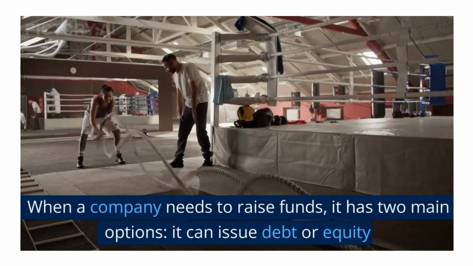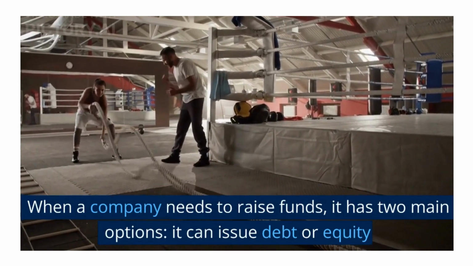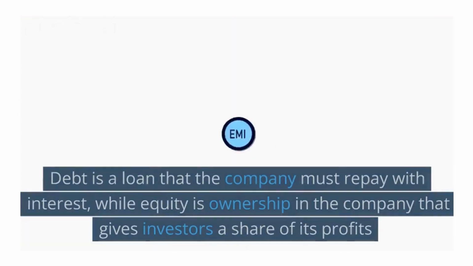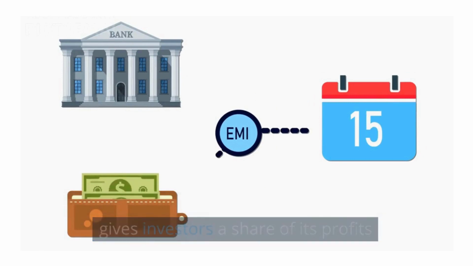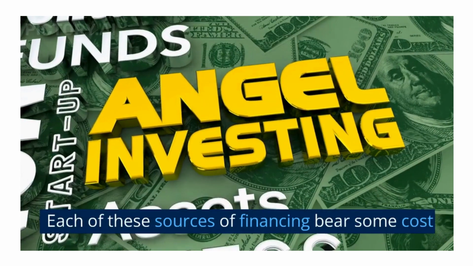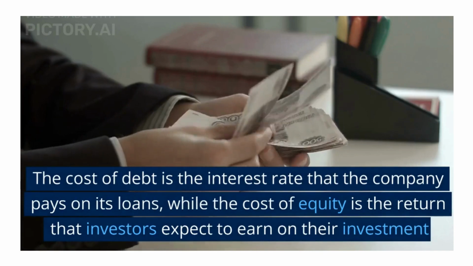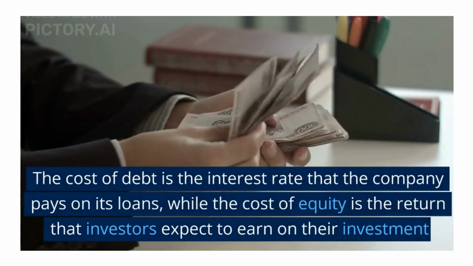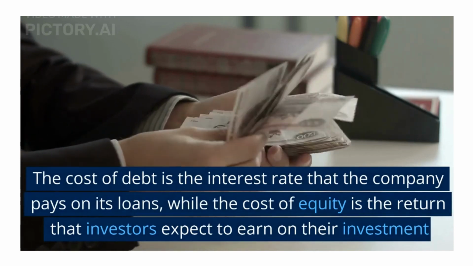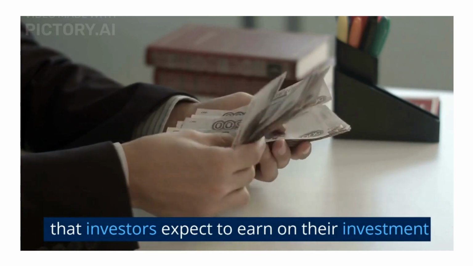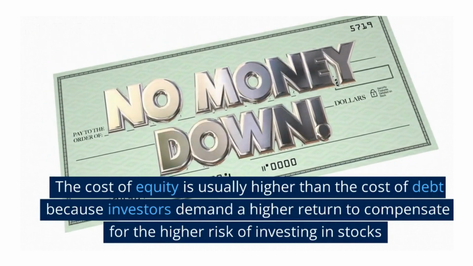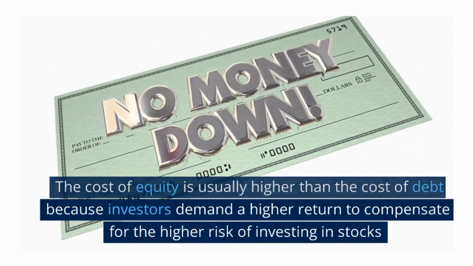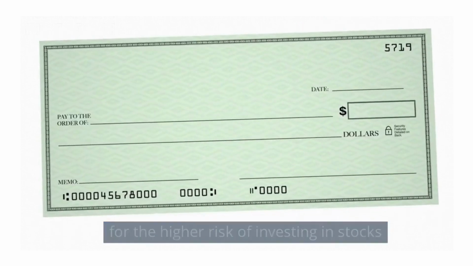When a company needs to raise funds, it has two main options. It can issue debt or equity. Debt is a loan that the company must repay with interest, while equity is ownership in the company that gives investors a share of its profits. Each of these sources of financing bears some cost. The cost of debt is the interest rate that the company pays on its loans, while the cost of equity is the return that investors expect to earn on their investment. The cost of equity is usually higher than the cost of debt because investors demand a higher return to compensate for the higher risk of investing in stocks.